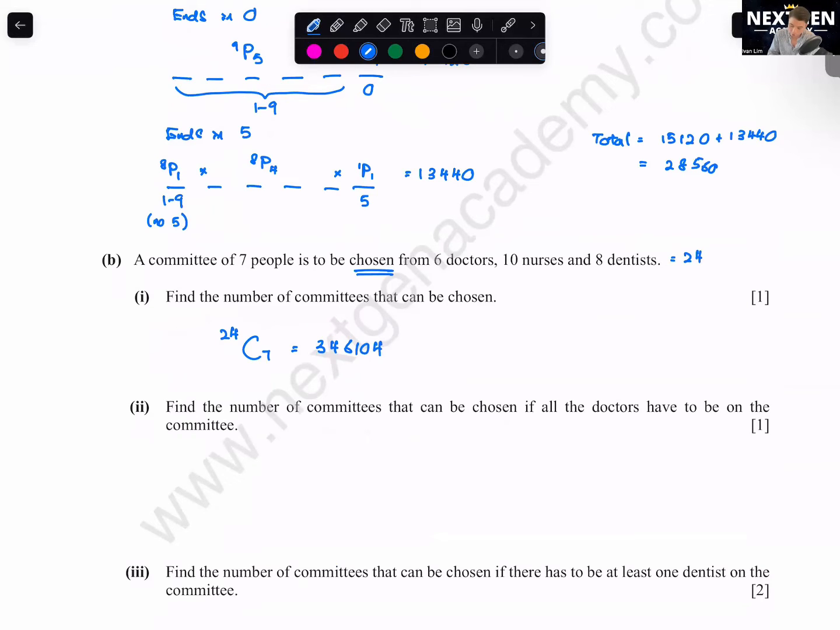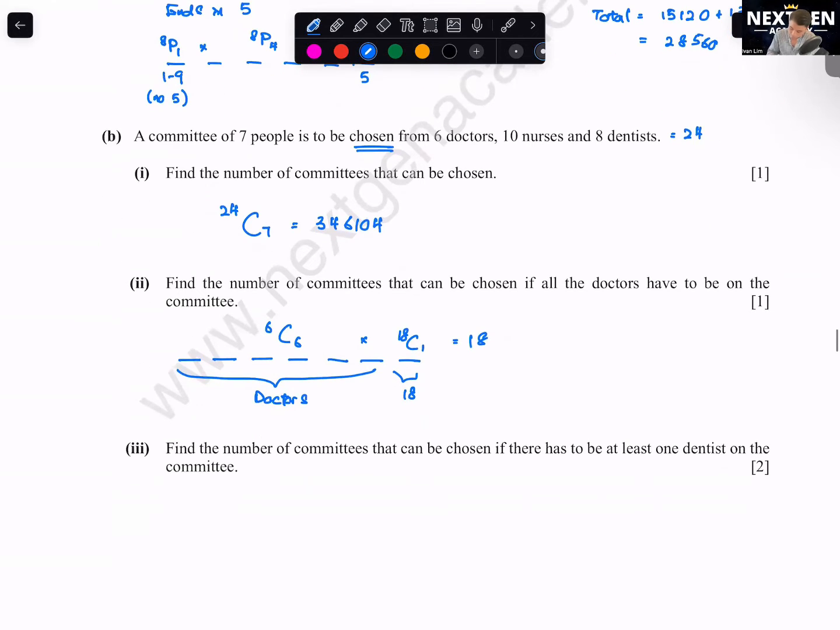Okay, second one. Find the number of committees that can be chosen if all the doctors have to be on the committee. So how many doctors do you have? You have 6 doctors. So now I got 7 spaces, 1, 2, 3, 4, 5, 6, 7. 6 of them are doctors already. So this part I cannot touch anymore. Then this one can be nurses or dentists. How many of them? 18. So here we can take 18C1. You can write 6C6 also, but it's not necessary, it's just 1. So here is 18.